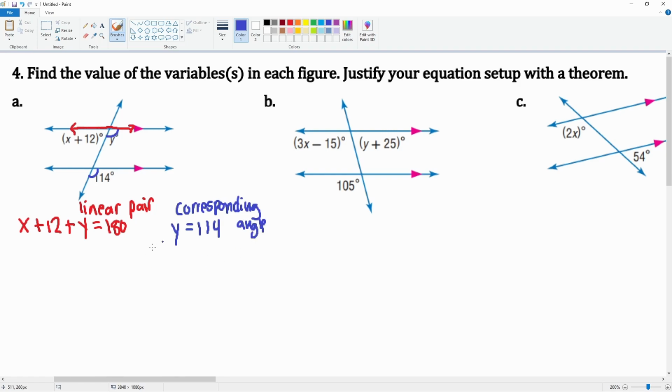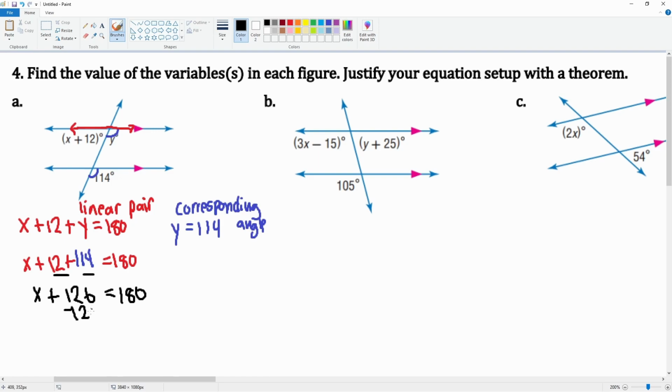So once we know that, we can make that substitution. This is 114 for the y. Everything else remains the same. Combine some like terms. 12 and 114 are like terms, so those can combine to make the value 126. So this is x plus 126 because these are like terms equals 180.